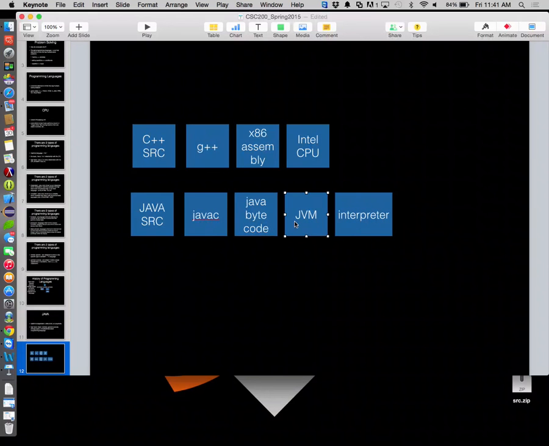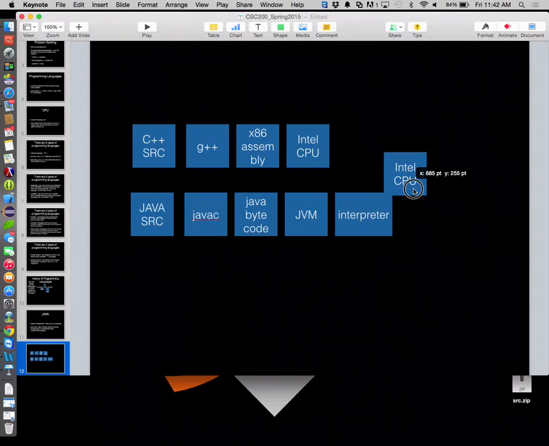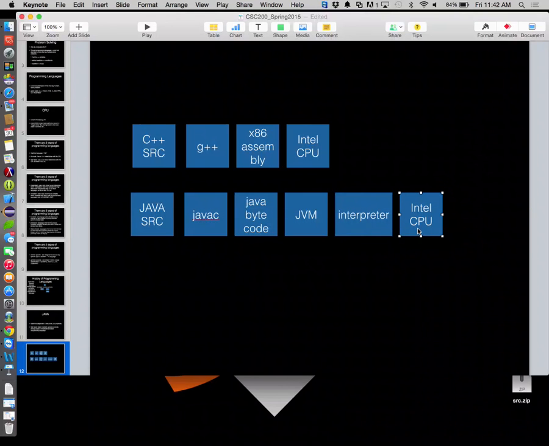So the Java virtual machine then flows into an interpreter who interprets during runtime for the Intel CPU. So this interpreter is taking a low-level language and interpreting into another low-level language. Okay? Which then runs on the CPU. So this would be the example of how Java works on a PC.